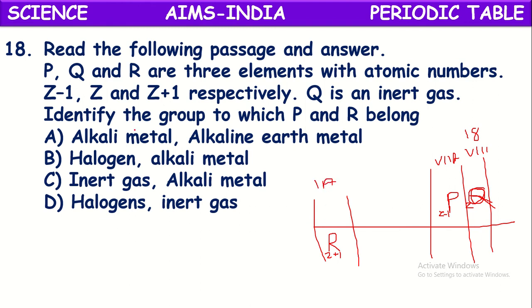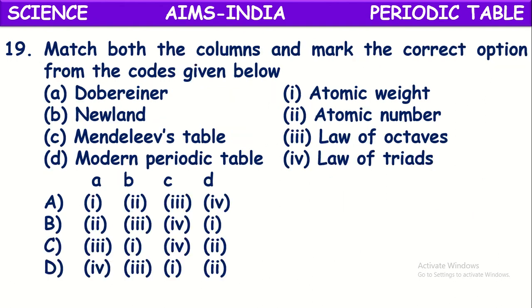Now what they are asking here: identify the group to which P and R belong. P belongs to the halogen group because they first gave P. So P is halogen and R is alkali metal. Where is it mentioned? Here it is. P is halogen, R is alkali metal. Got it? Next one. Match both the columns and mark the correct option.